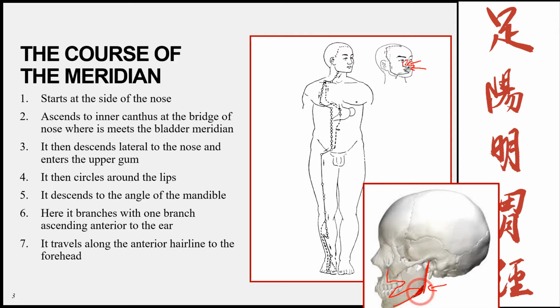And then from the angle of the mandible, it branches. One branch ascends and one branch descends. The ascending branch continues ascending anterior to the ear and ascends all the way up along the anterior hairline to the forehead. So that's this portion here. And then all the way up the anterior hairline, and then it moves more medially to the forehead.